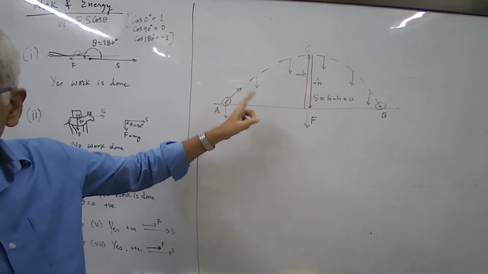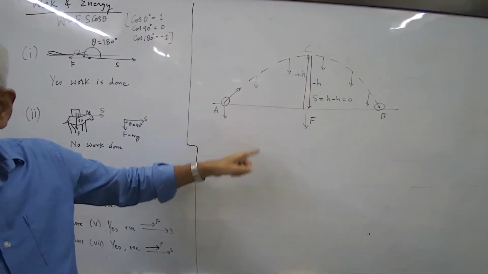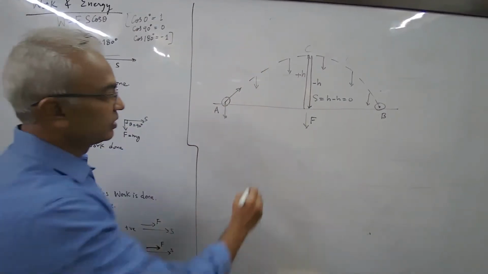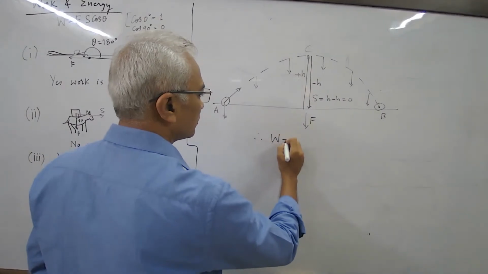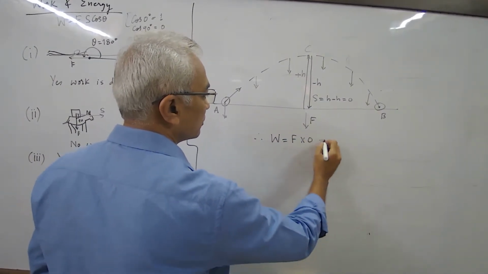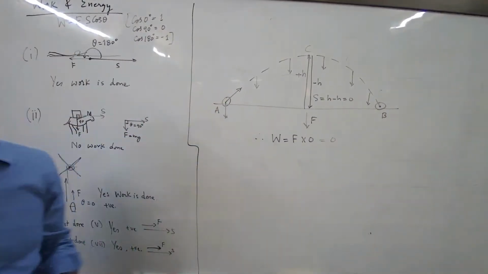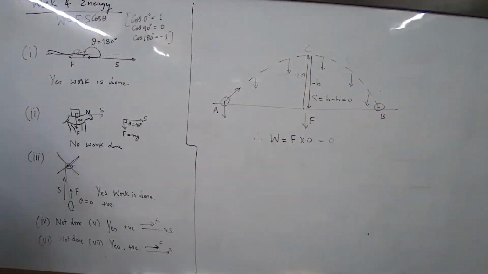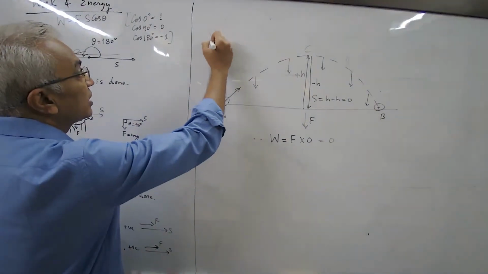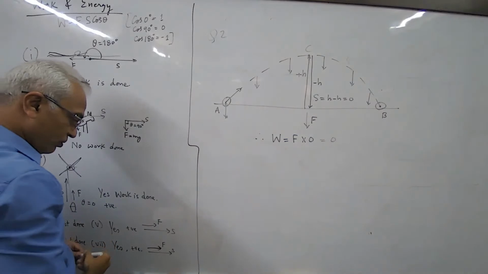You have to analyze the question like this. Displacement in the vertical direction is 0. That's why work done is 0. Clear? So try to visualize the question by drawing some diagram. Then it will be easy for you to answer.